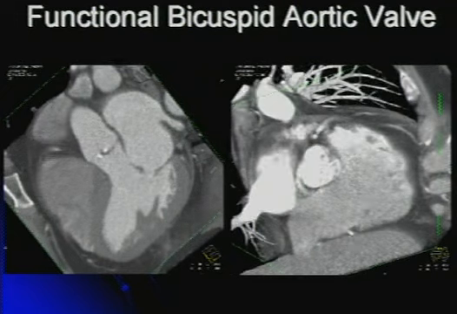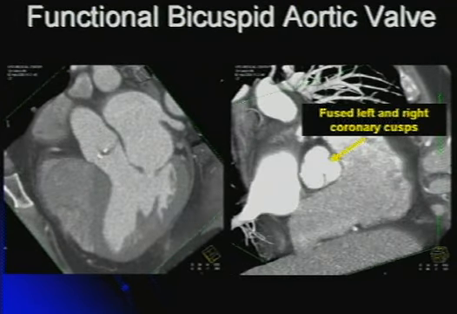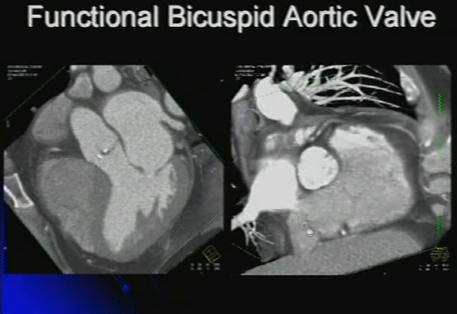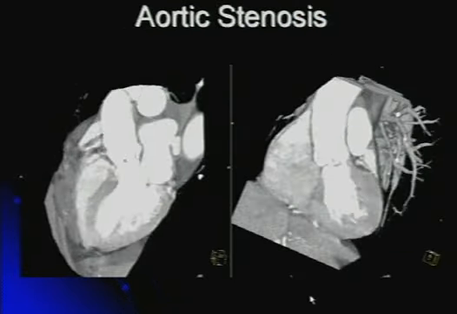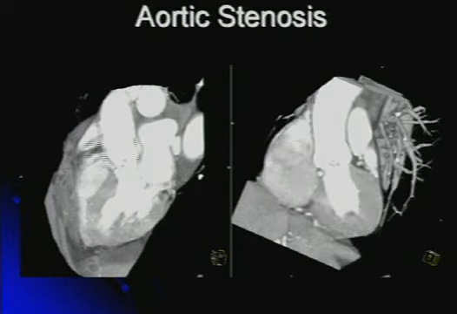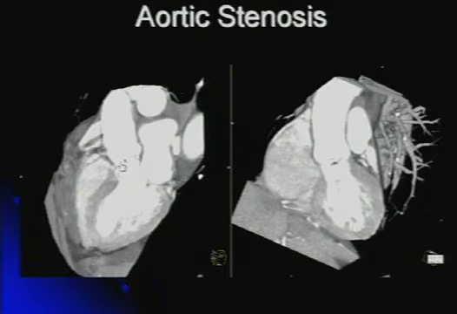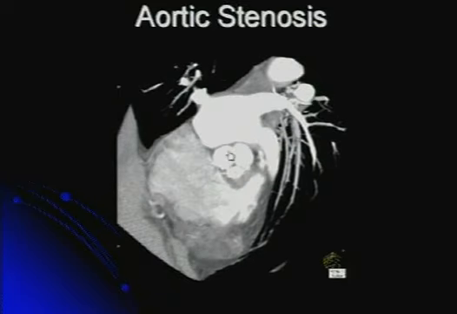In this particular case, we have a patient who has a bicuspid aortic valve with fusion of the left and right coronary cusps. The leaflets actually open fairly well. There's no significant stenosis in this case, as opposed to this case where there's significant calcification of the valve leaflets, limited opening of one of the leaflets noted here.